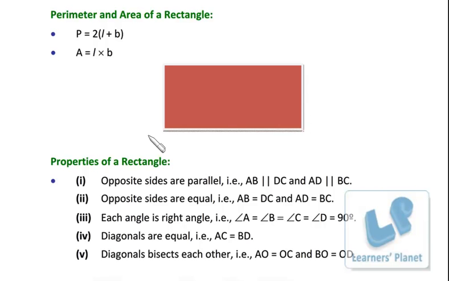Apart from that, the length of the diagonals, that is the length from this point to this point, that is a diagonal, and this diagonal, the lengths of both the diagonals will be the same, and the diagonals bisect each other, right? Diagonals bisect each other, but not necessarily at 90 degrees. Be very clear about it. The diagonals of a rectangle bisect each other, but not at 90 degrees. So these are the important properties of a rectangle that you must know.